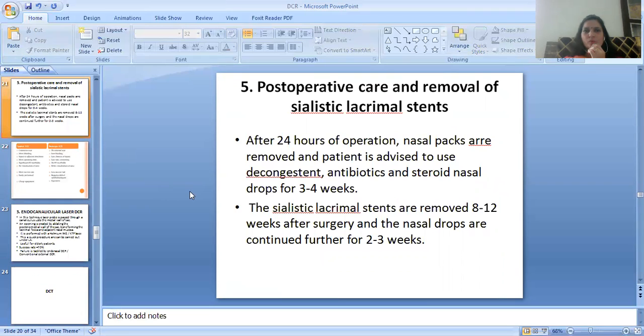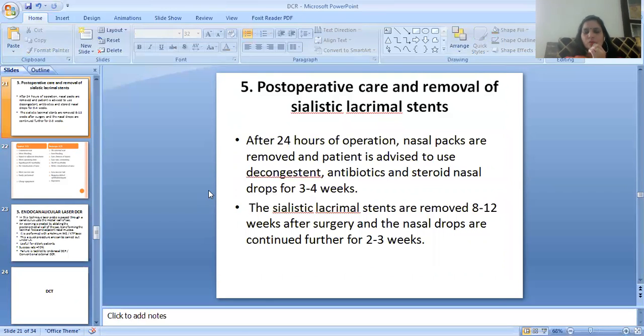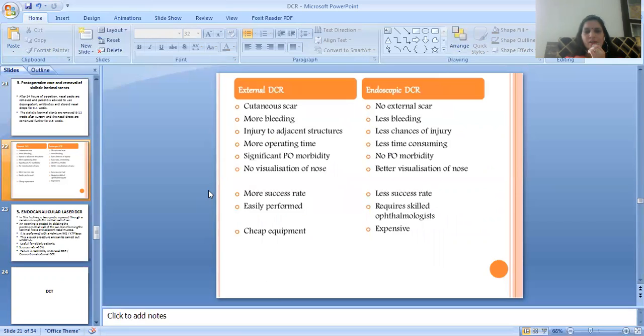Fifth step is the post-operative care and removal of canalicular lacrimal stents. After 24 hours of operation, nasal packs are removed and patients are advised to use decongestant, antibiotic and steroid nasal drops for 3 to 4 weeks. The canalicular lacrimal stents are removed 8 to 12 weeks after surgery and the nasal drops are continued further for 2 to 3 weeks. Here you can see the differentiating features between the external DCR and the endoscopic DCR.